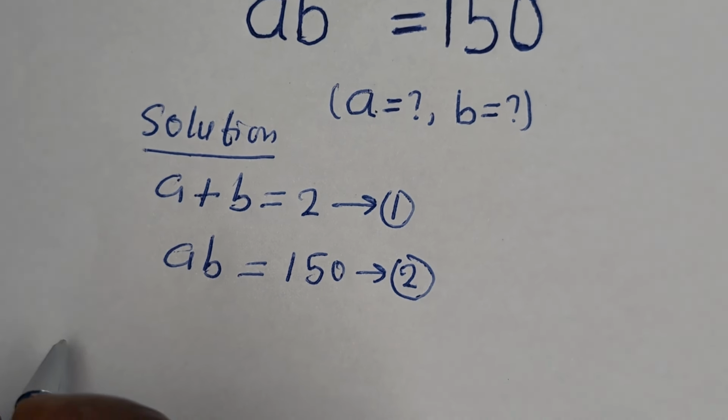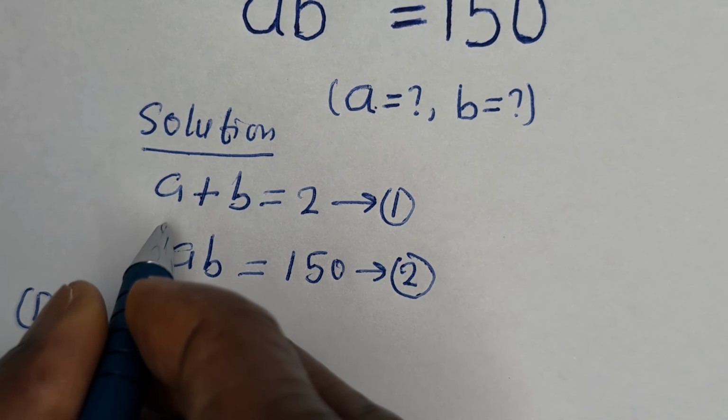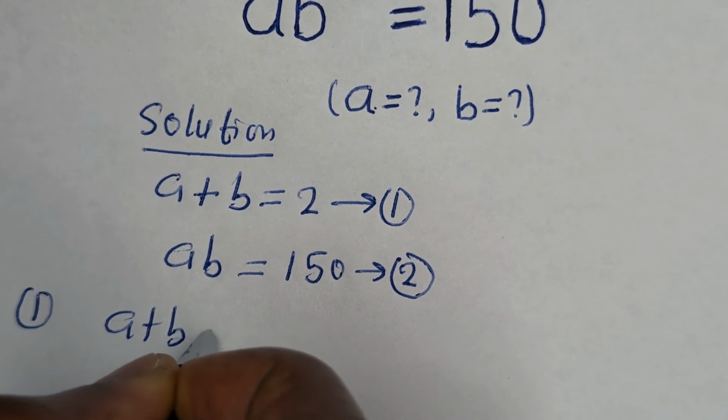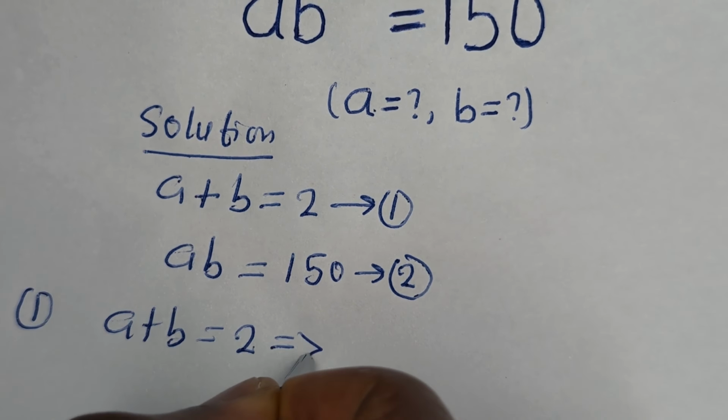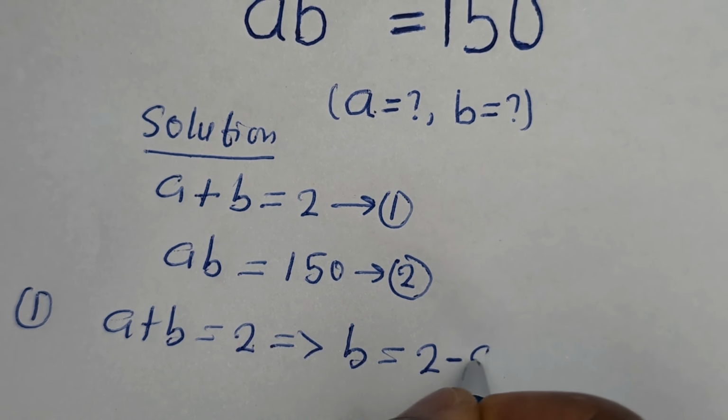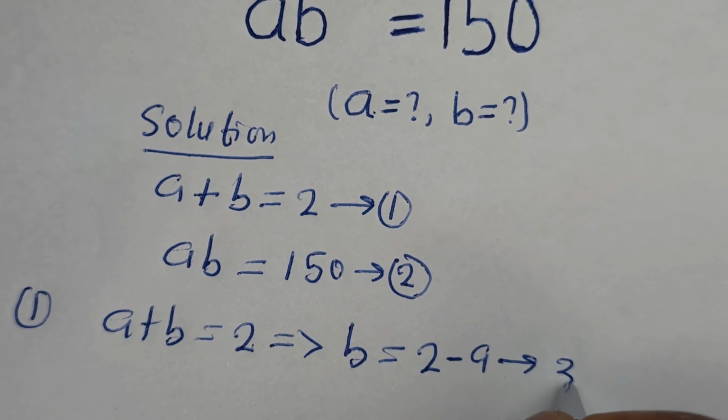From equation 1, a plus b is equal to 2. Then b is equal to 2 minus a. Let us call this equation 3.